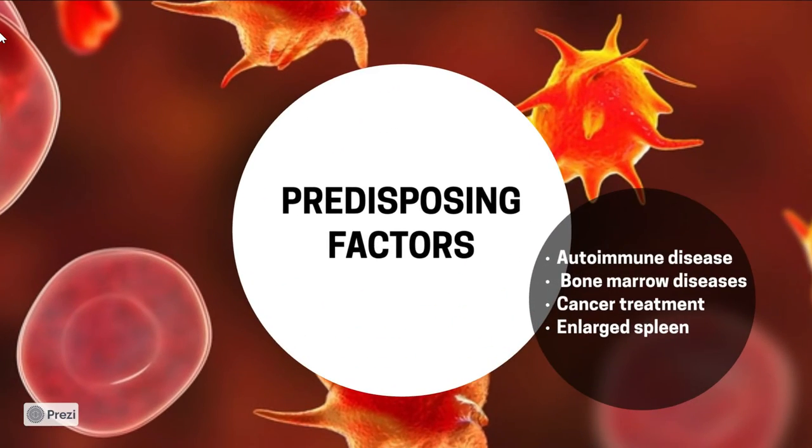Predisposing factors, or those that are unmodifiable, are the following. First, autoimmune disease. ITP may be secondary to autoimmune disease such as lupus. Second, bone marrow diseases, which include aplastic anemia, leukemia, certain lymphomas, and myelodysplastic syndromes. Third, cancer treatment, including chemotherapy and radiotherapy. And lastly, enlarged spleen. An enlarged spleen traps platelets.